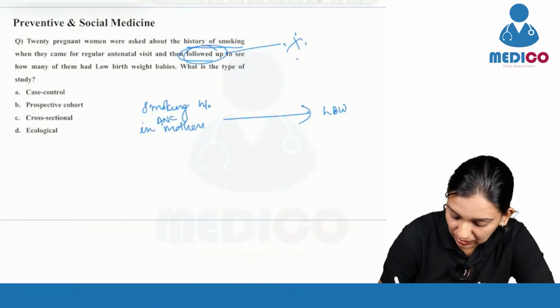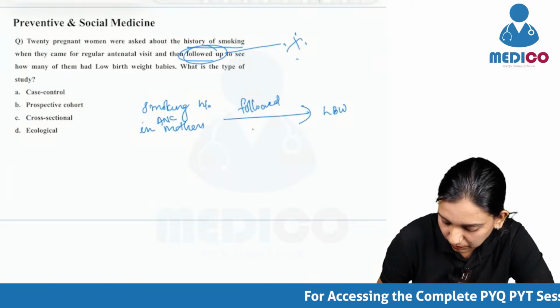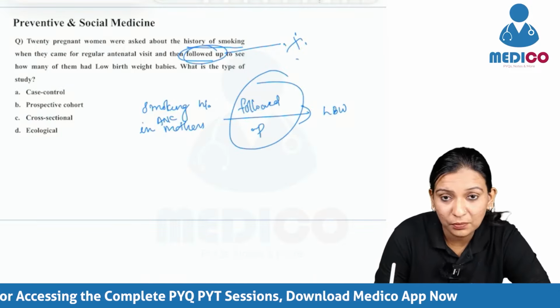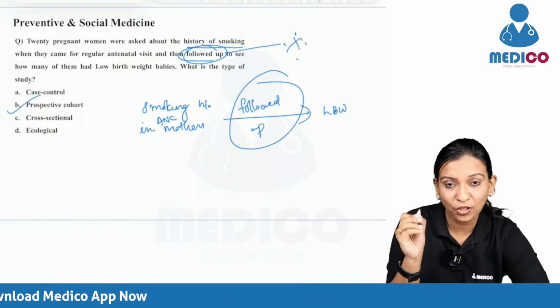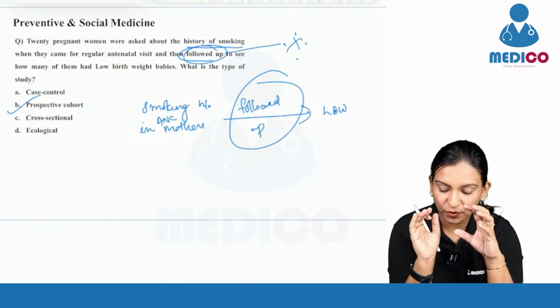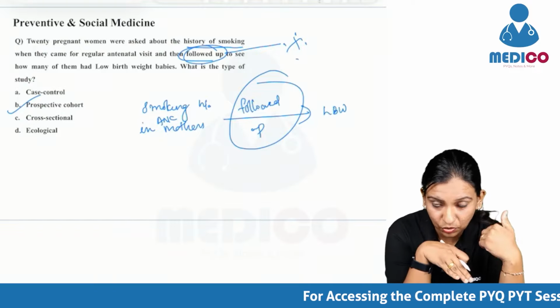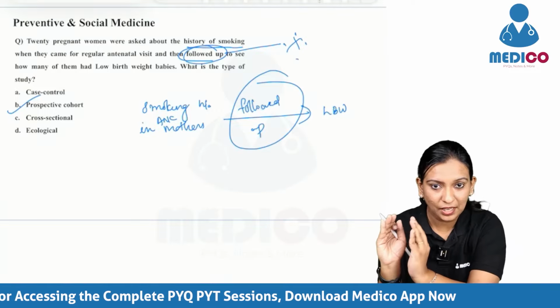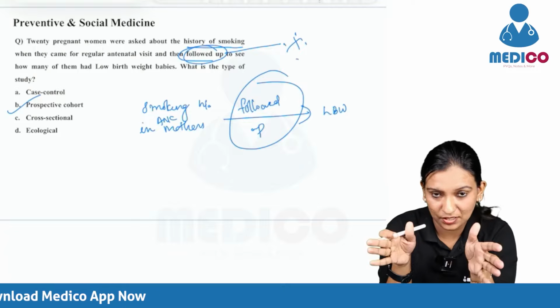And they have said that you are following them up. So this term is actually a keyword. If there is a follow up, that means it's a cohort study, right? So the answer here is prospective cohort. So we'll see in detail. When there is an exposure, you start with those with risk factors and those without risk factors, and then you follow up the group for a long time, and then you find out the outcome. Such a study is a cohort study.